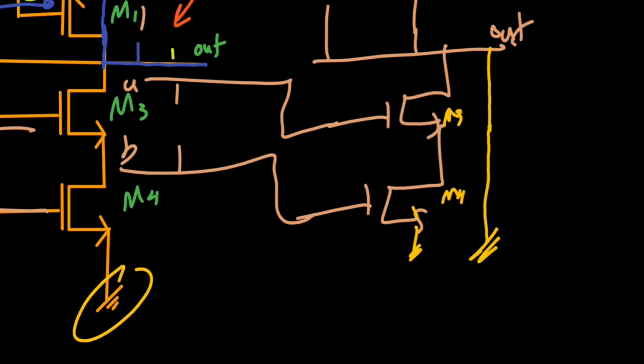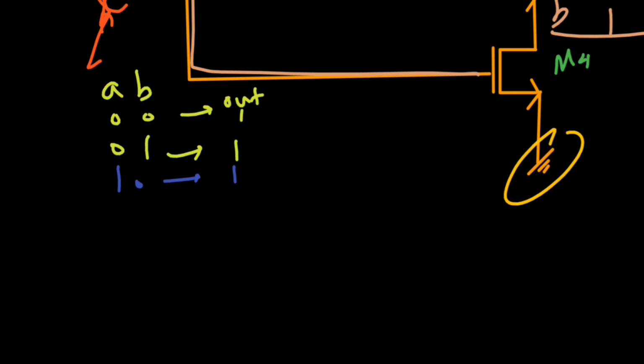So this here would be the ground, or lowest voltage, or 0. As you see, out is connected to the ground directly through the M3 and M4 wire, so out is equal to 0. So as we saw, the last case causes the out to be equal to 0.